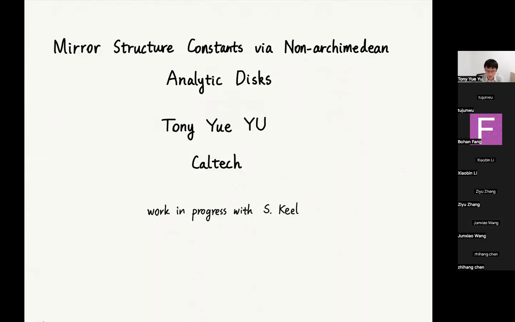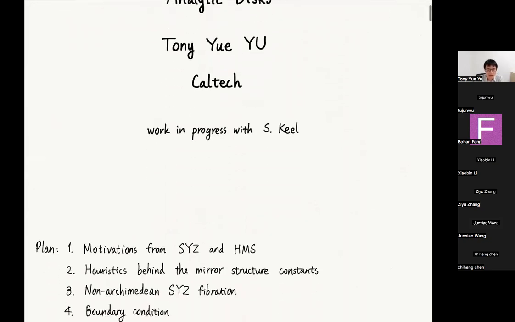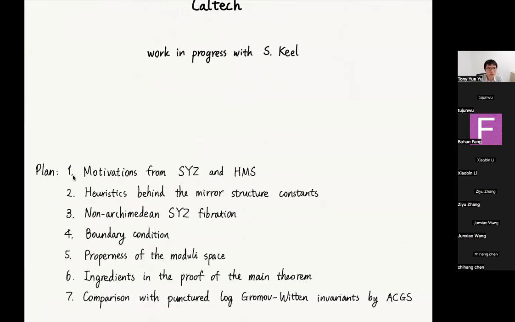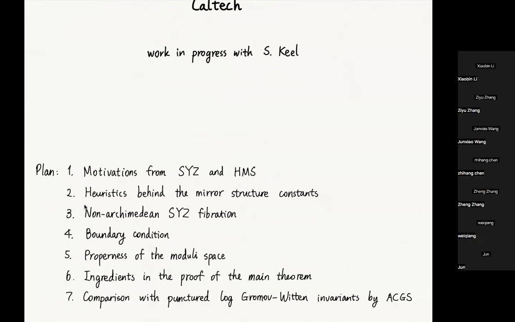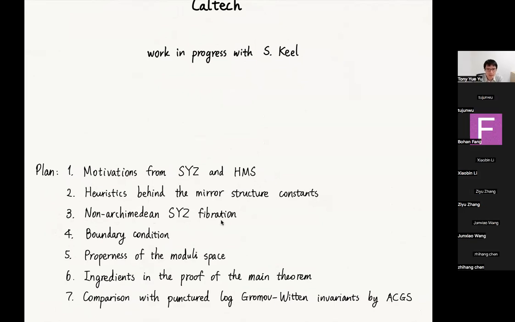Okay. So here's a plan of my talk. I'll begin with motivations from the SYZ conjecture and the HMS conjecture in mirror symmetry. I will give a review of these two conjectures. And then I will explain the heuristics behind the mirror structure constants. After that, I will introduce the non-Archimedean SYZ fibration. And then I will talk about boundary conditions for counting disks.